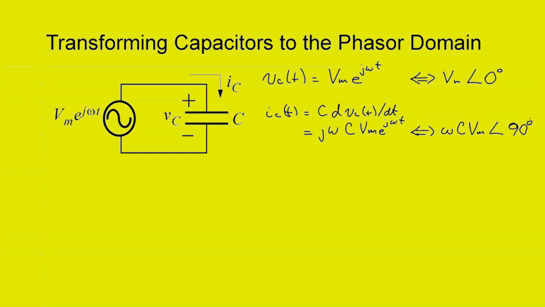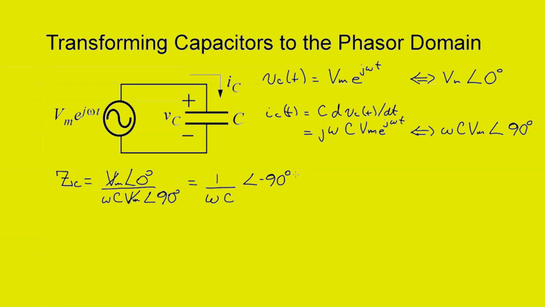Knowing the phasor voltage and the phasor current, we can now express our capacitive impedance, Zc, as the phasor voltage, Vm at angle 0, divided by the phasor current, or omega C times Vm at angle 90 degrees. The voltage magnitudes will cancel out. It would be somewhat surprising if the impedance depended on the voltage itself. And so I'll have 1 over omega C at angle minus 90 degrees.